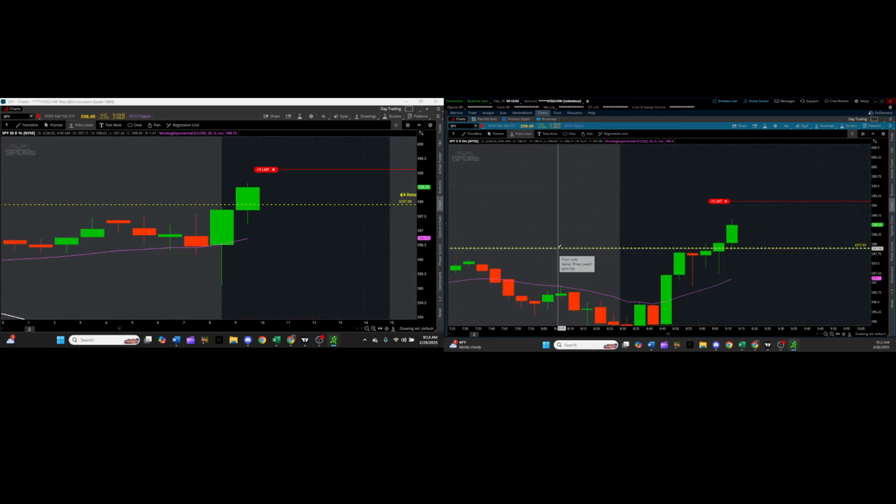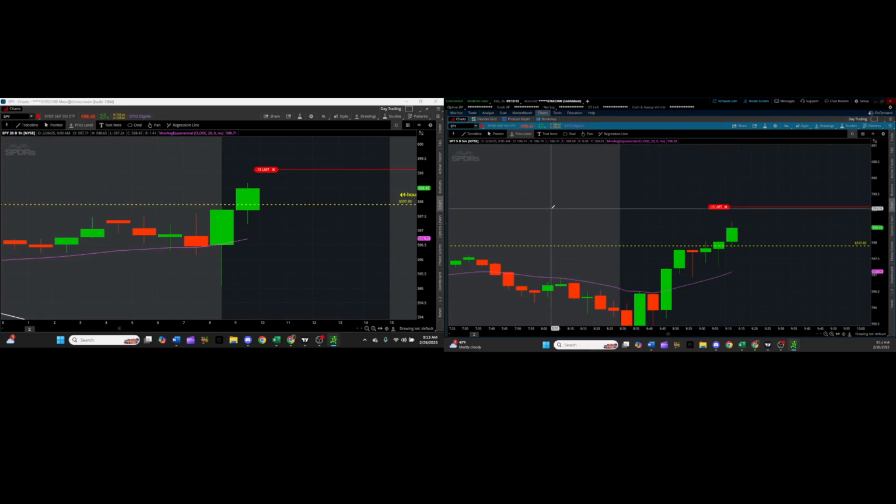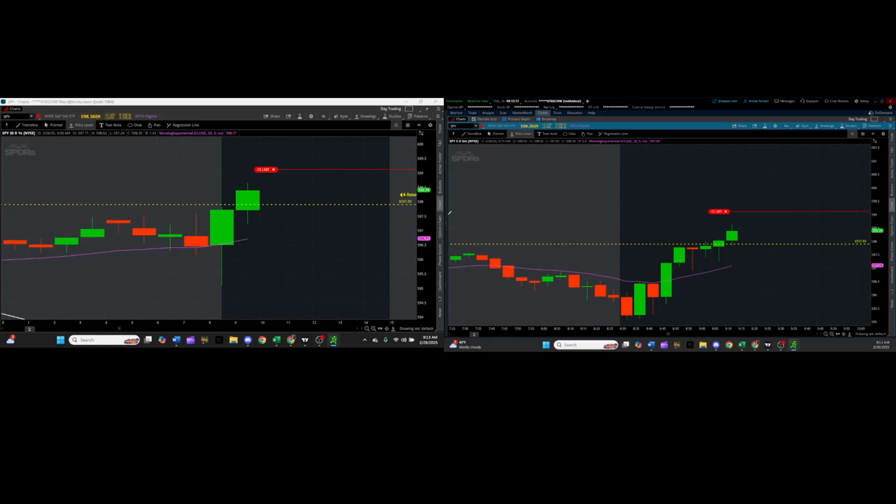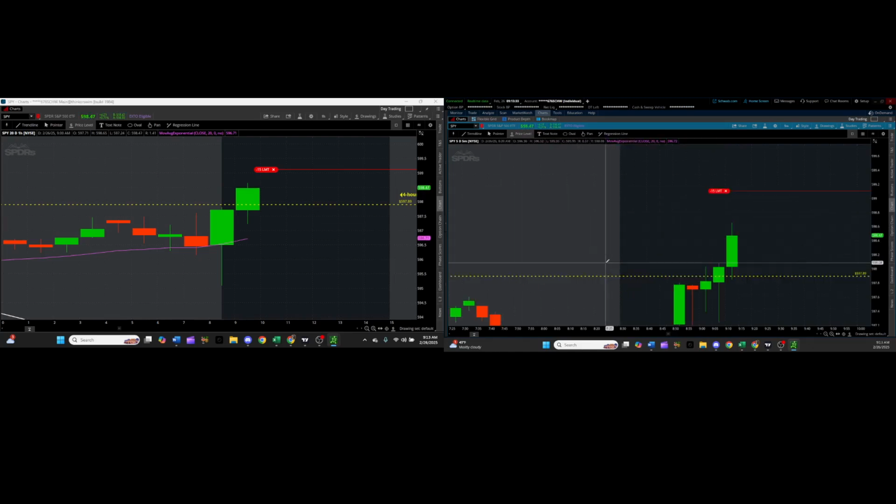Nothing really else to teach. Most of the teaching was done 45 minutes ago, so hopefully this will be a great lesson for y'all. If this candle can stay above this yellow line, it kind of solidifies a pullback. The bears are kind of pushing down here, but I think it's too late for them. But we'll see.